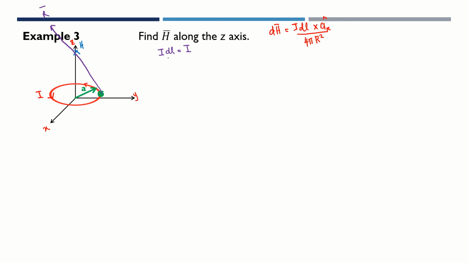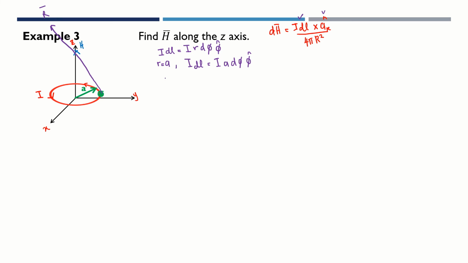So what is my dL? My dL will be R d phi, on the phi direction, because this lies on the xy plane. Now my R, they already mentioned to us, is equal to a. The radius is a. Therefore, my I dL is equal to I a d phi on the phi direction.